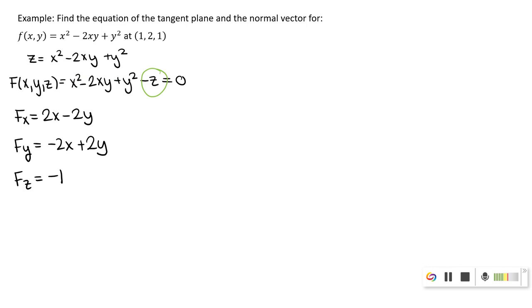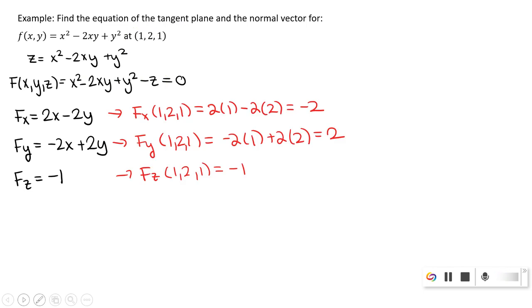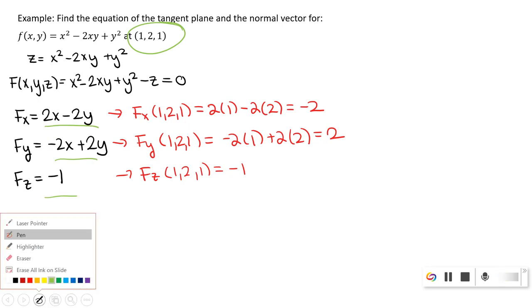And then the next thing I'm going to do is I'm going to take the point that was given, the 1, 2, 1, and I'm going to plug that into those partial derivatives. The numbers I get are going to give me my coefficients of my x, y, and z, and this will be my normal vector as well. Okay, so I'm taking the point given, plugging that into each of those partial derivatives.